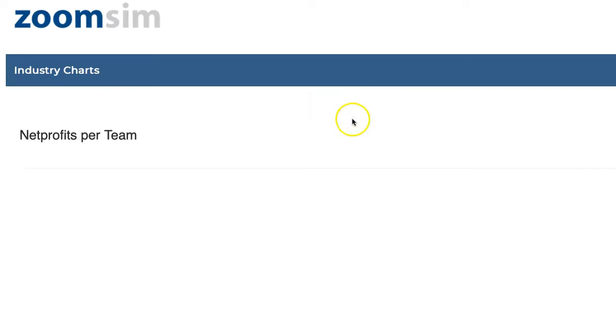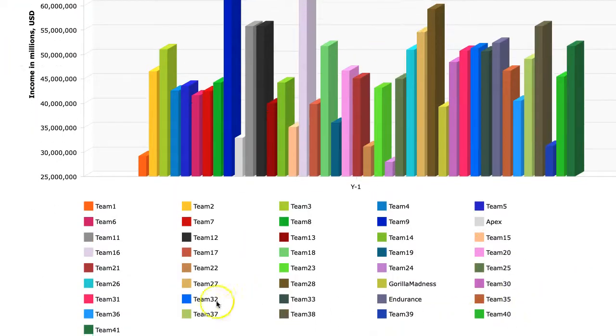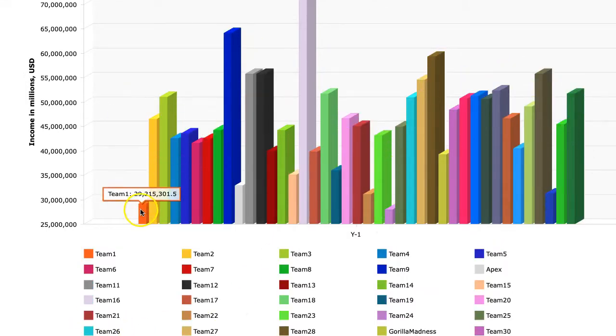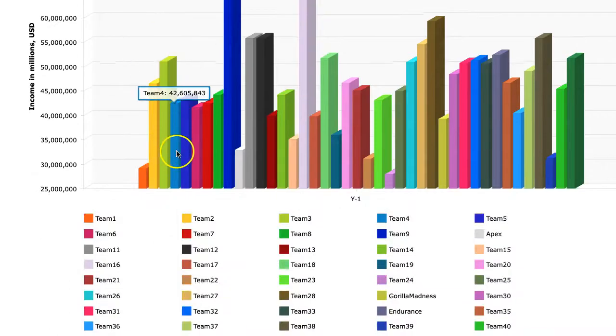If I look at the industry charts, I can find my team. My team is 41. It's the dark green. So it's right here. This is team 1, and it goes in order. Then you can see here's our top performer, team 16. As far as net profits, my team 41 did 51 million in net profits. We have 55. Team 28 did 59. Team 16, 71. Team 9, 64. Team 11 and Team 12, both about 55 million in net profits.